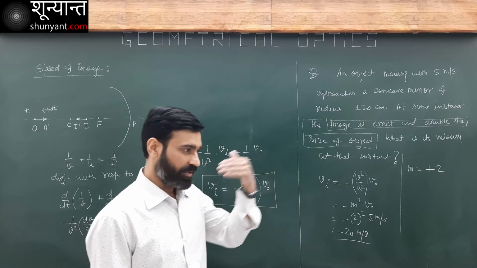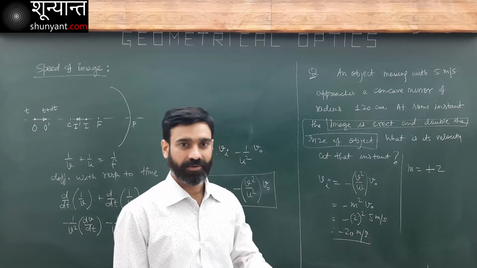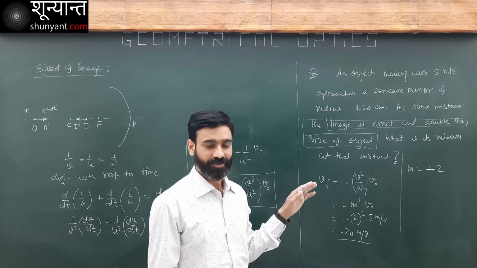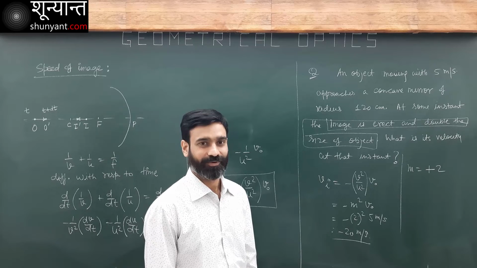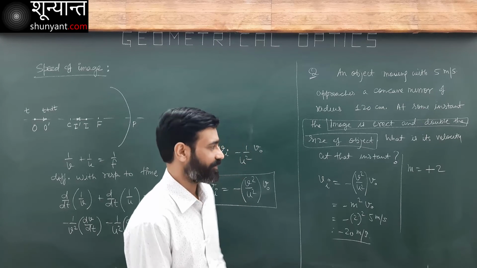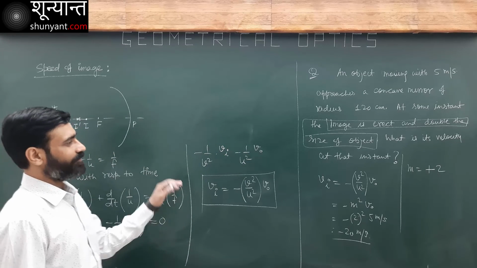If the object is moving towards the right, the image will move towards the left. That is the meaning of the minus. You will find many problems on this image velocity. Try answering all of them. So this is about the velocity of the image.